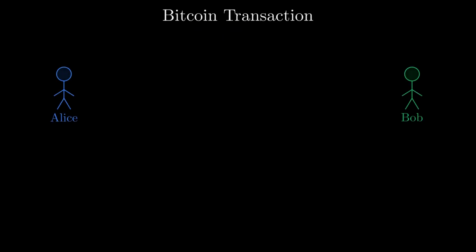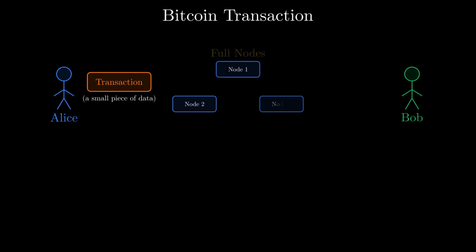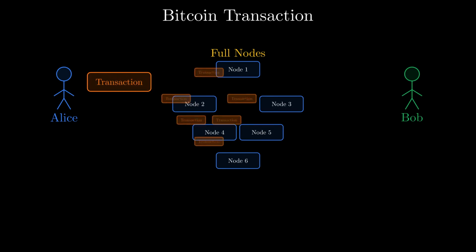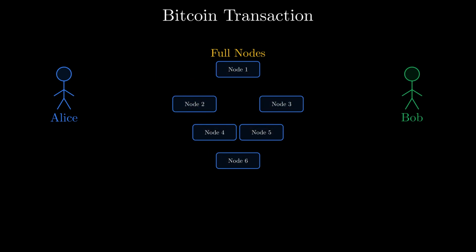When Alice sends Bitcoin to Bob, no digital object travels between wallets. Alice creates a transaction, a small piece of data, and broadcasts it to the Bitcoin network. The network consists of full nodes, computers running software that independently validates every Bitcoin transaction and block. Each full node checks the transaction against its rules. If valid, every node updates its own copy of the ownership database.